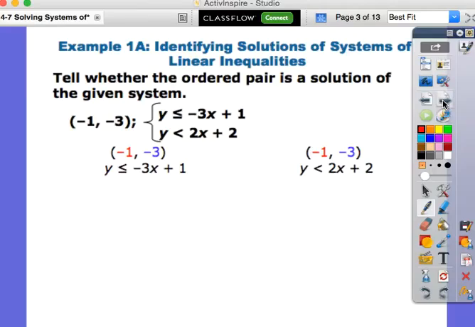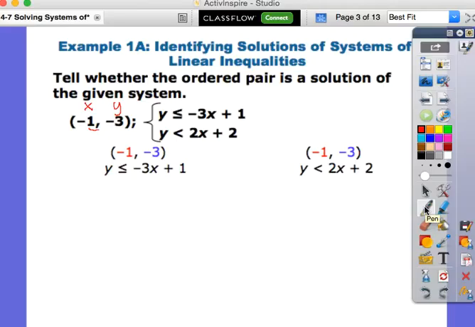So for example, right here, we have negative 1, negative 3. And we need to see if that is a solution to the system. That means that x and y need to work for this inequality and for this one. So the way we check that is we plug in negative 1 for x and we plug in negative 3 for y. We're going to check. So this has already been separated for you.